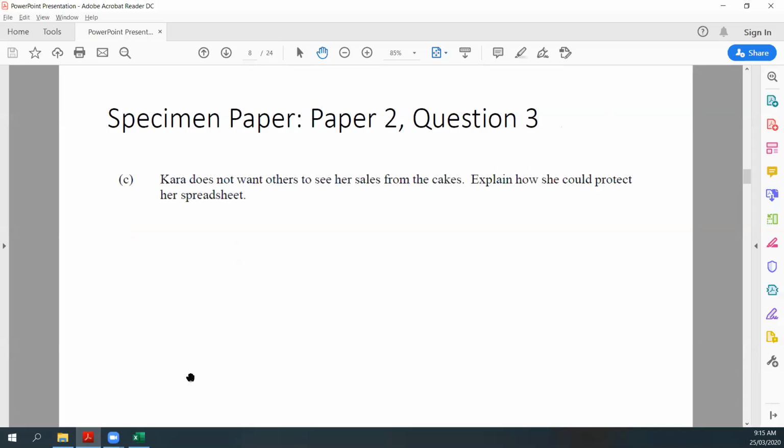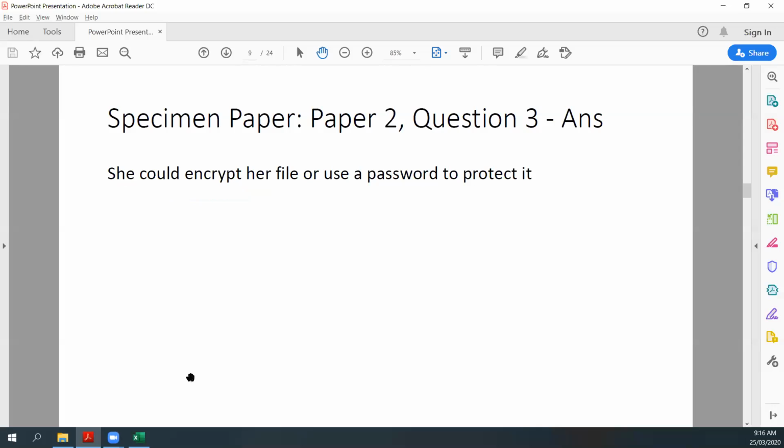Now, part C to the question. Kara does not want others to see her sales from peaks. How would she protect her spreadsheet? What this is asking is, let's say Kara is using a shared computer, and she has her spreadsheet on the computer and someone else decides to use it. What would prevent persons from viewing the spreadsheet? Any suggestions how she could do that? Very good, yes. She could password protect the spreadsheet. She would encrypt her file or use a password to protect it. Okay, that's important.